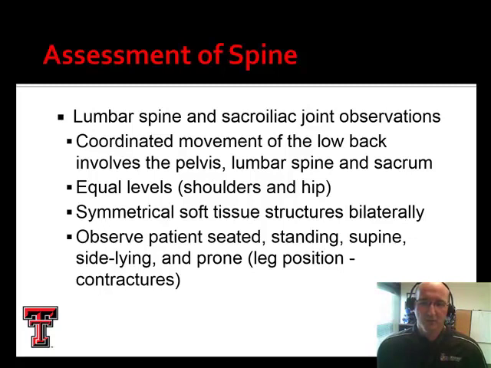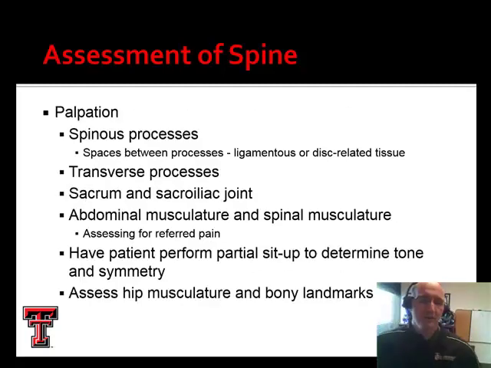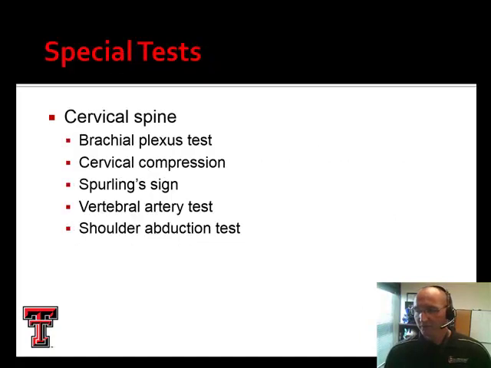Okay, lots of times if they've got low back pain, you'll see them kind of grimace and wince just in moving and in single leg stance. Okay, we'll palpate all the way down, level by level, spinous processes, transverse processes where we can, the sacrum and the SI joint, anteriorly on the abdominal musculature and the spinal musculature. We'll have them do a partial sit-up to determine their tone and symmetry. We look to see if that belly button stays put or does it pull one side or the other. And then we can also assess the hip musculature and bony landmarks too.